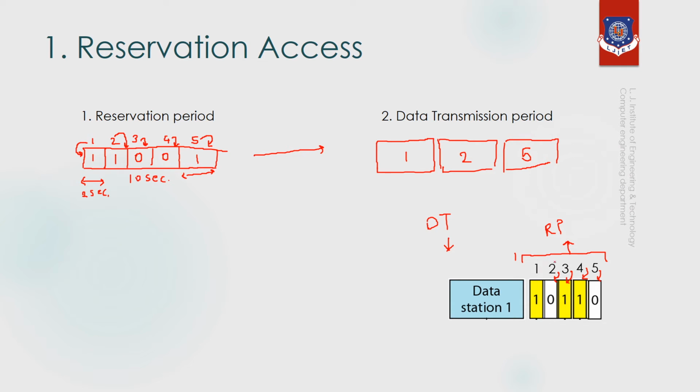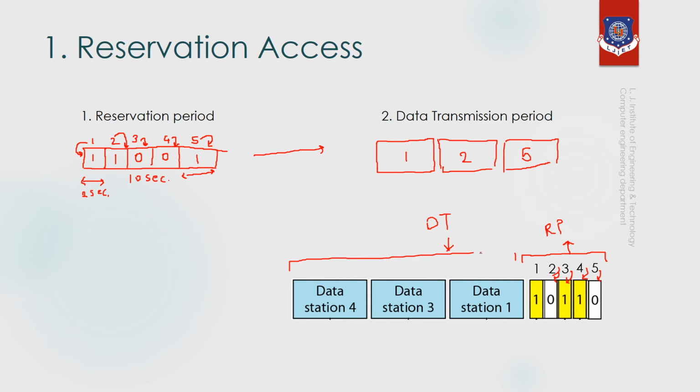So device 1 will send data. After device 1, device 2 hasn't made reservation, so it will not send data. Device 3 will send data and device 4 will send data. So you can see that all the devices that have made reservation in the reservation period, they send data during the data transmission period, and after the data transmission period is completed, again the next period is called reservation period.